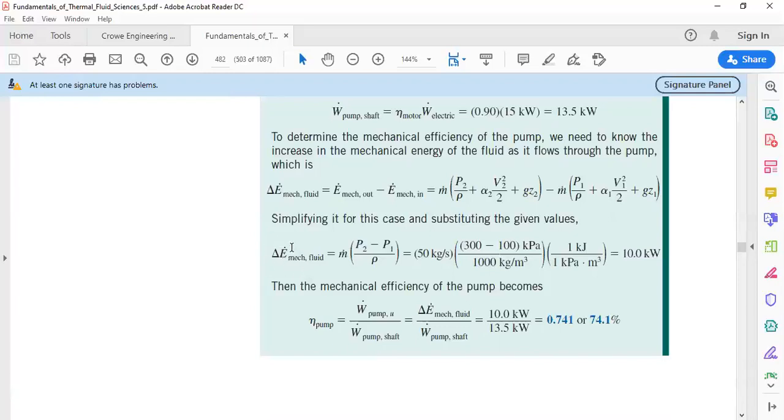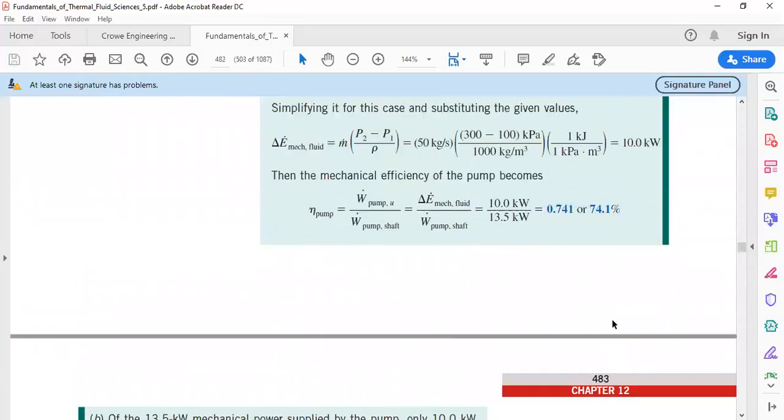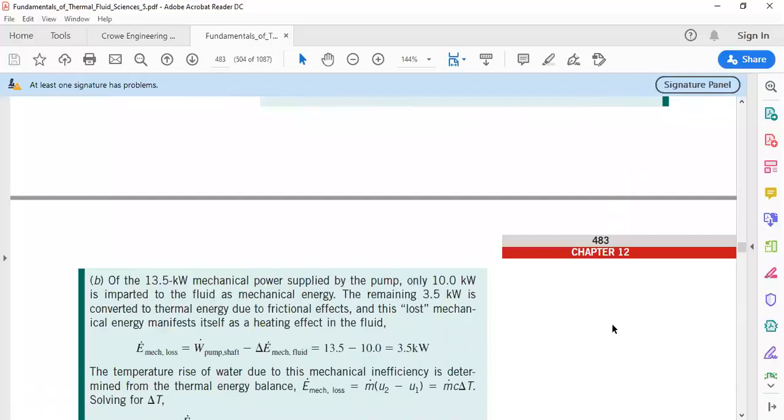If you recall the equations we showed back in chapter 3, the mechanical efficiency of the pump may now be calculated. We have the useful pump power, we have the shaft pump power. So we calculate the efficiency, it will be 74.1%.